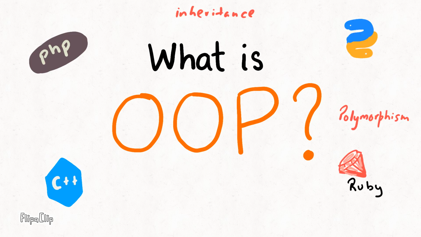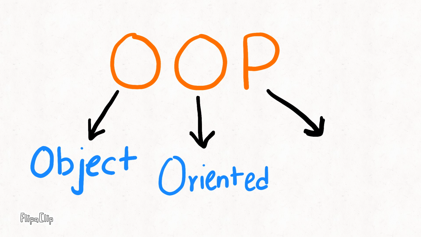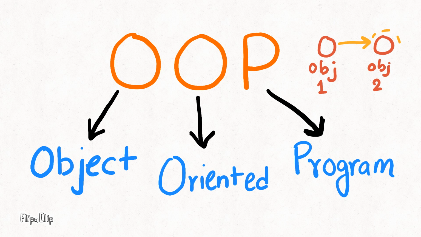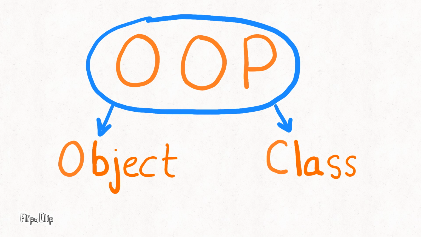What is OOPS? The full form of OOP is Object-Oriented Programming. It is a way of coding in which programming is based on the use of objects which can interact with each other to easily develop coding logic. The fundamental of OOPS lies in the use of objects and classes.